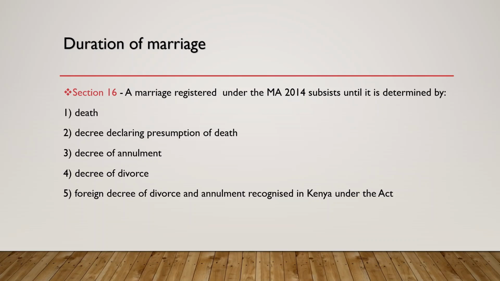According to Section 16 of the Marriage Act of Kenya 2014, a marriage may come to an end if either of the spouses dies, or if there is a decree declaring a presumption of death. An example would be that if Njoroge is married to Jane and Njoroge disappears for 5 years, there is a presumption of death. Maybe Jane may assume Njoroge died, so she gets this decree declaring a presumption of death, then the marriage will come to an end. We can also have a decree of annulment for certain reasons that we're going to be discussing in more videos to come.